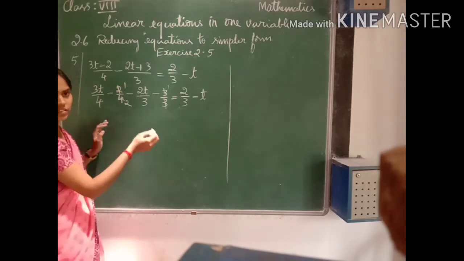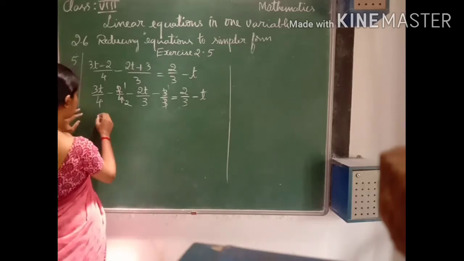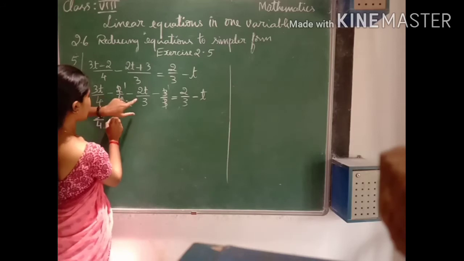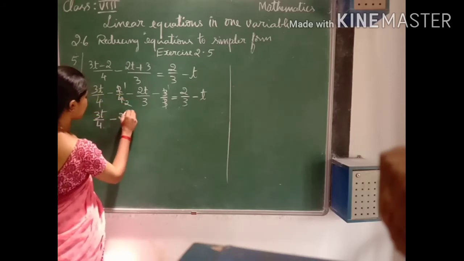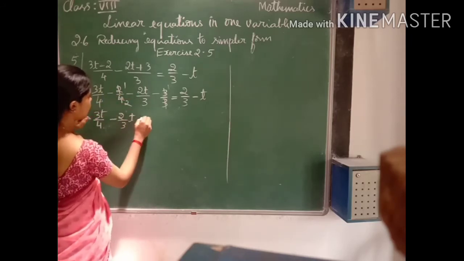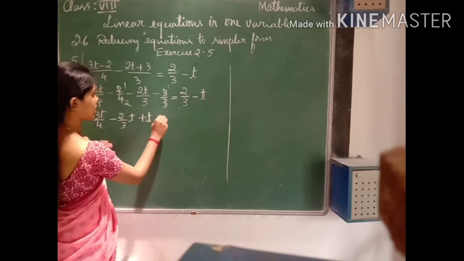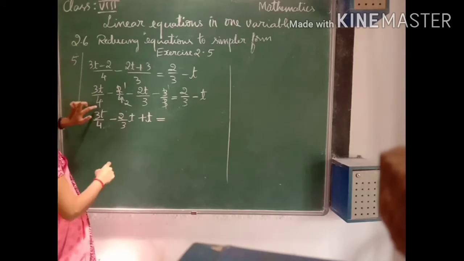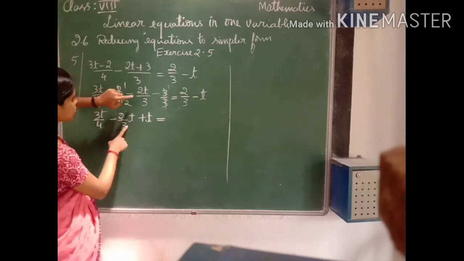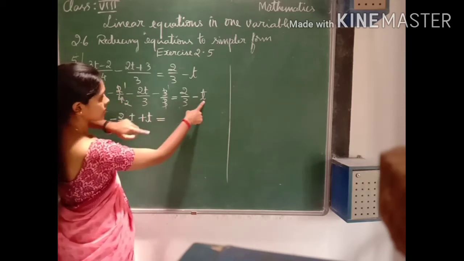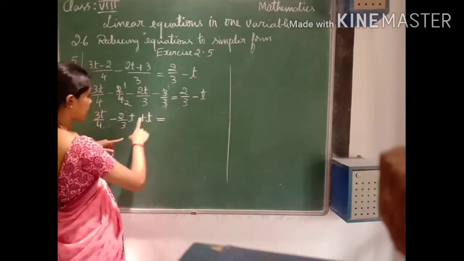Then let us separate the constant and variable terms. 3t by 4, then this term minus 2 by 3t, then plus t, that is equal to 3t by 4, then minus 2t by 3. Then this one, minus t, will become plus t.